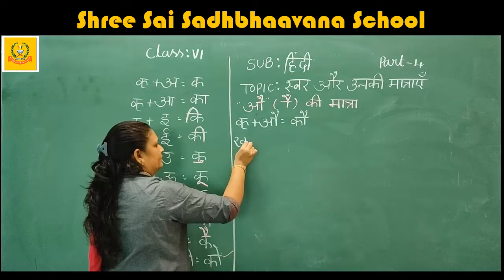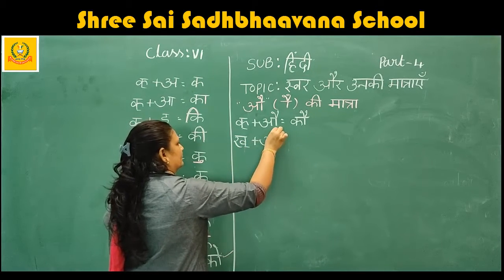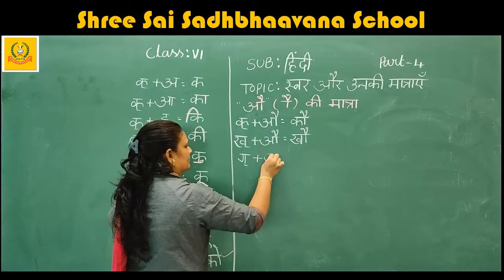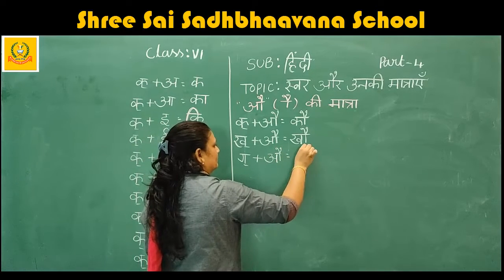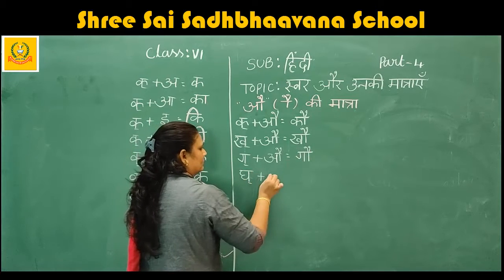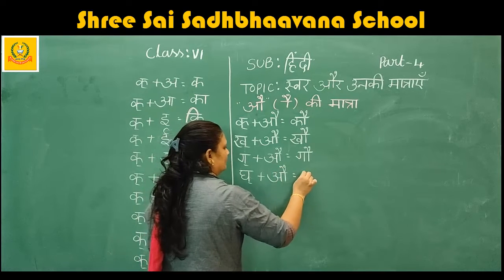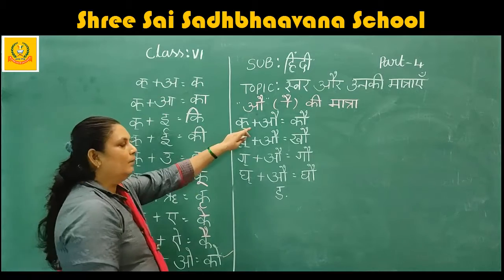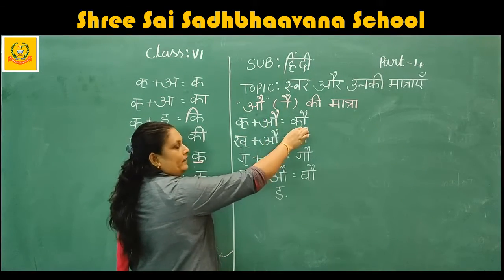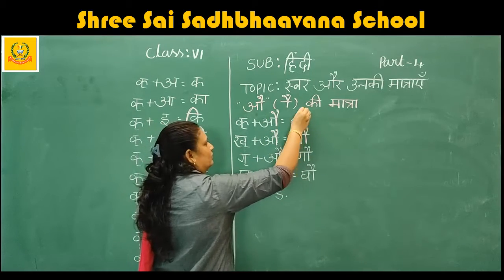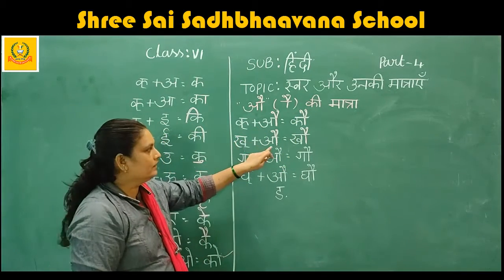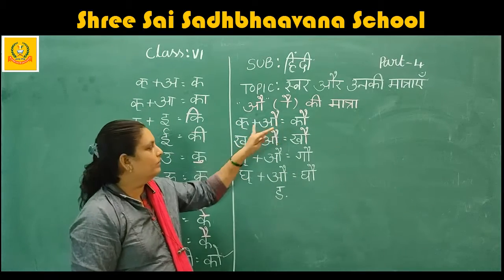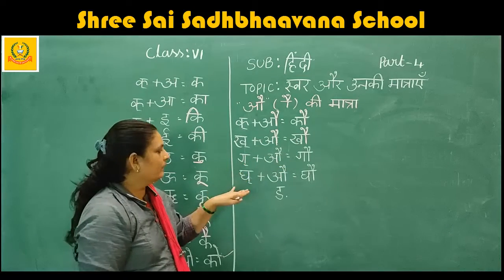Okay, children, next, Ka. Same thing, this is also in the Auki matra. Ka plus Au. This is the Auki matra. Au and Kau. See, where I color, that is the Auki matra. Kha plus Au, Kau. Gha plus Au, Gau, and Na. Once again, Kha plus Au, Kau, Gha plus Au, Gau.